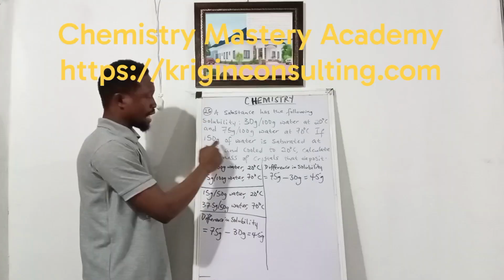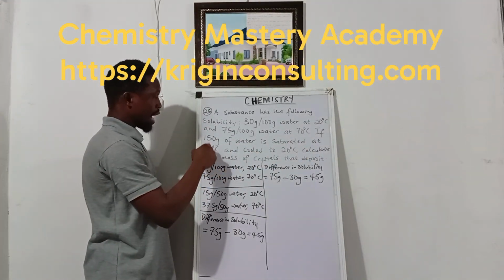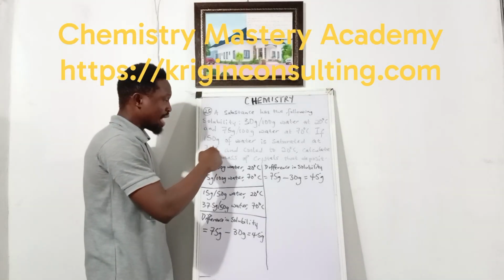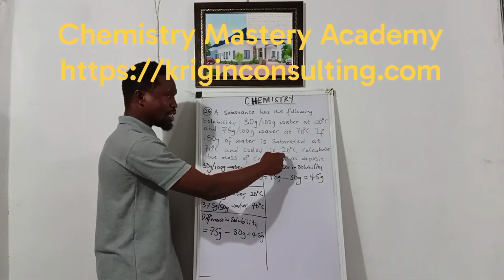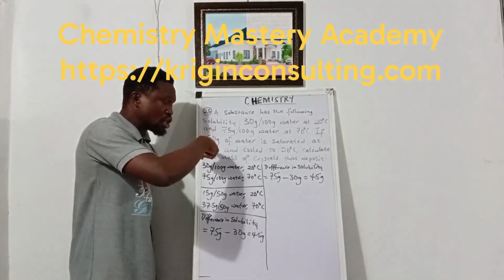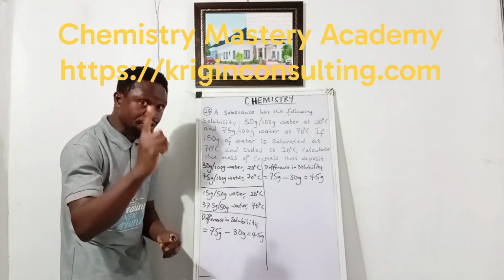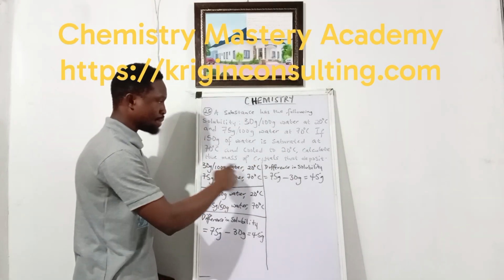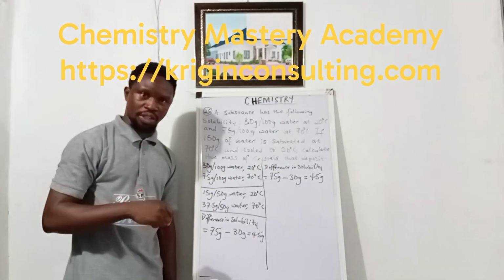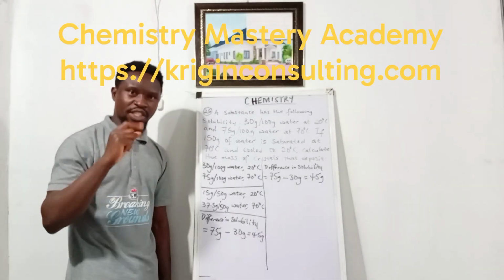If 150 grams of water is saturated at 70 degrees Celsius and cooled to 20 degrees Celsius, the temperature has changed. The temperature is no longer what? 70 degrees Celsius. There is now a difference in the temperature by what? 50. Calculate the mass of crystals that what? Deposits at that 50 degrees Celsius. That's what they're asking us to do.